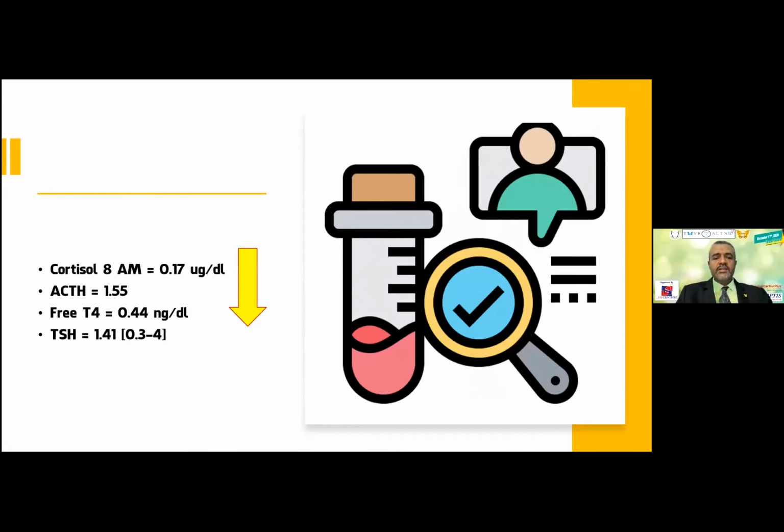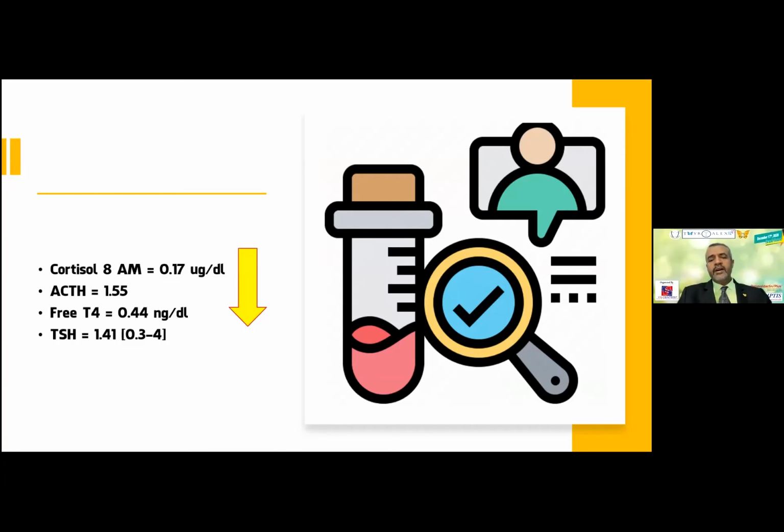So these tests were asked. So cortisol AM was markedly low. ACTH was inappropriately low, consistent with secondary adrenal insufficiency. The free T4 was markedly low. However, the TSH was inappropriately normal, a picture consistent with central hypothyroidism.